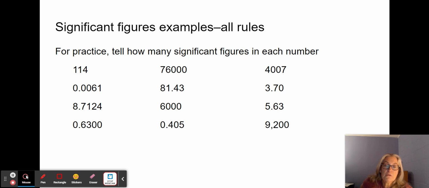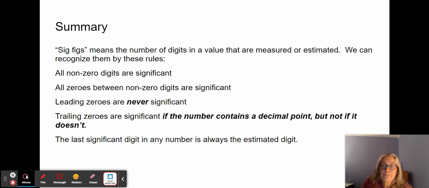0.405 has 3 significant figures. 9,200 has 2 significant figures. 500.0 has 4 significant figures. All those trailing zeros count because there's a decimal point. 500 with a decimal point has 3 significant figures. Both of those trailing zeros count because there's a decimal point. 500 with no decimal point has 1 significant figure.